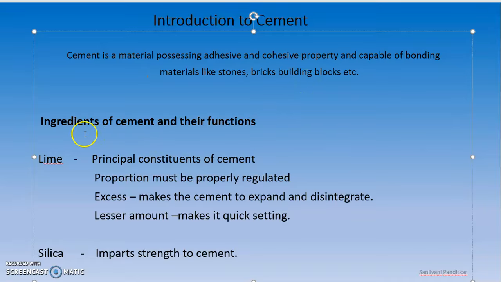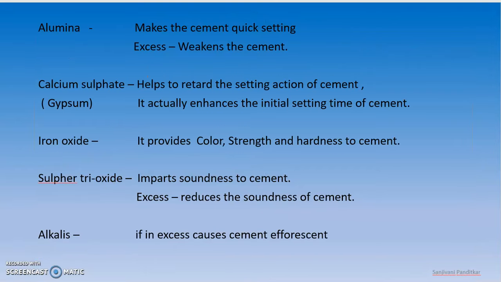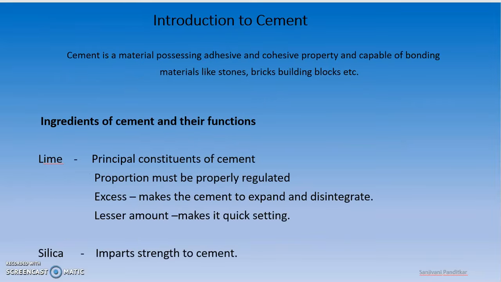The various ingredients which are present in cement are lime, silica, alumina, calcium sulfate, iron oxide, sulfur trioxide and alkalis. Now, what are the functions of these ingredients? Lime is the main constituent. It is the principal constituent of cement.